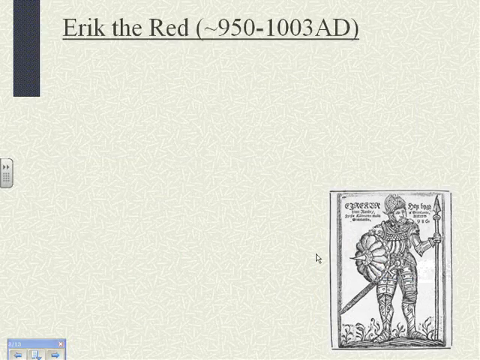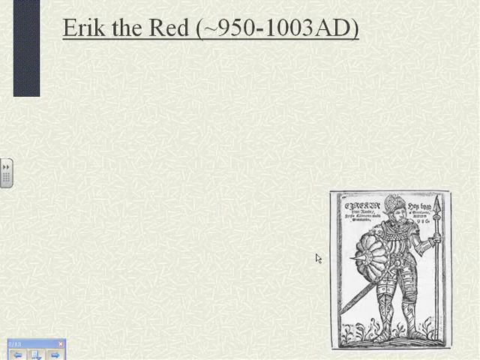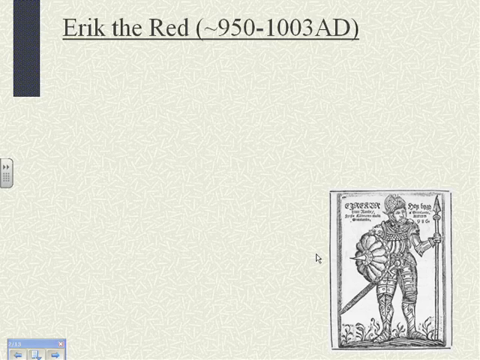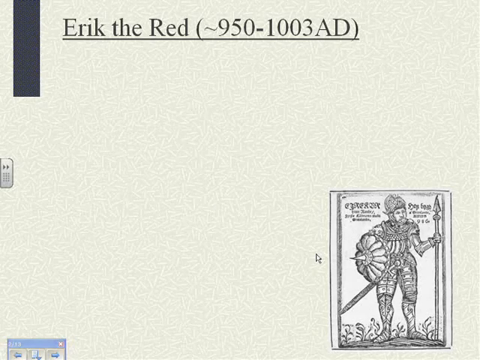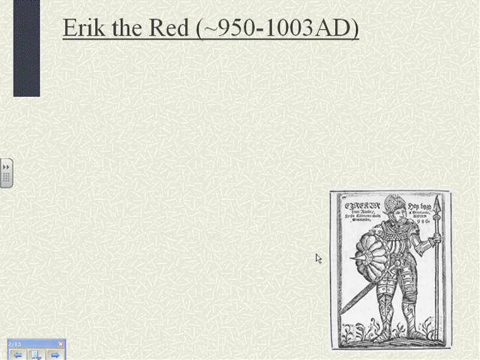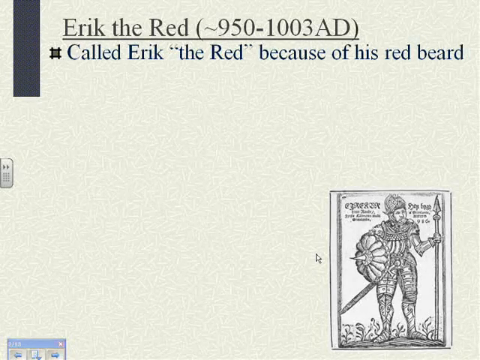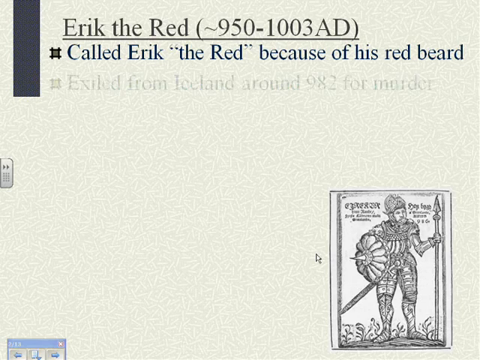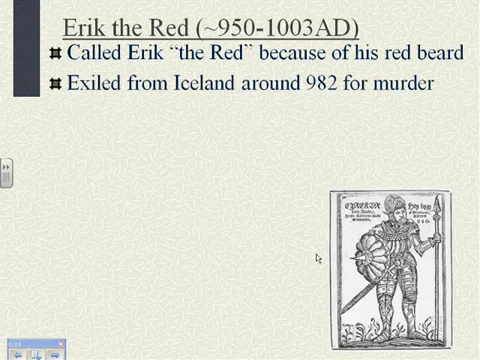Okay, so let's start with Eric the Red. He was alive, they think, between 950 to 1003 AD. His name is usually spelled with a K. Sometimes you'll see Eric with a C, but it doesn't really matter. He is called Eric the Red because of his red beard. There's not very much information out there about him because there weren't very many written records about his life.